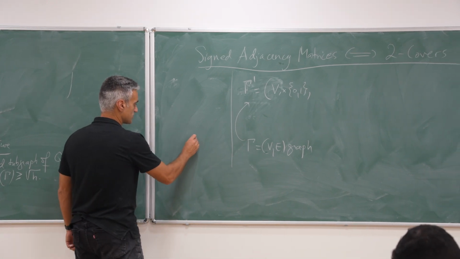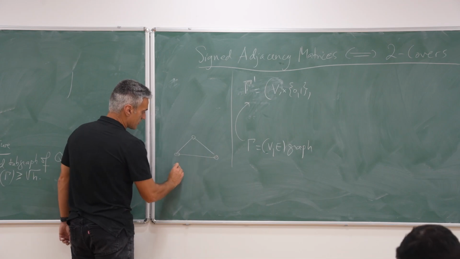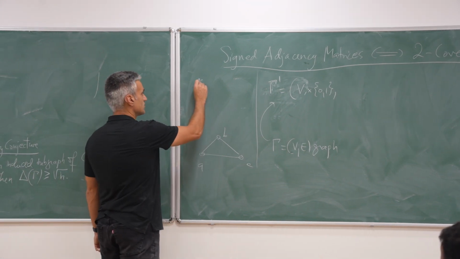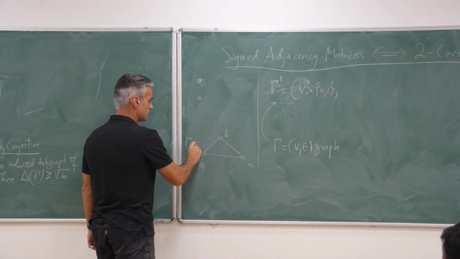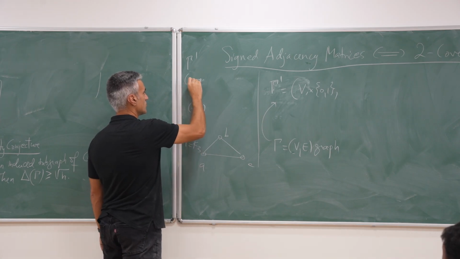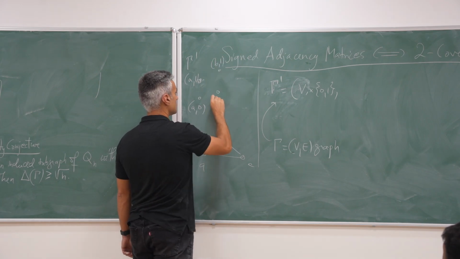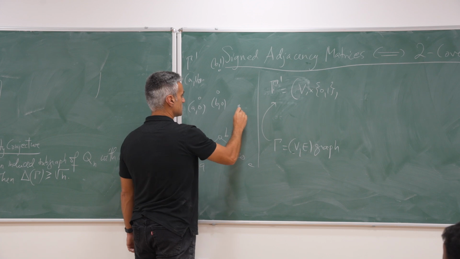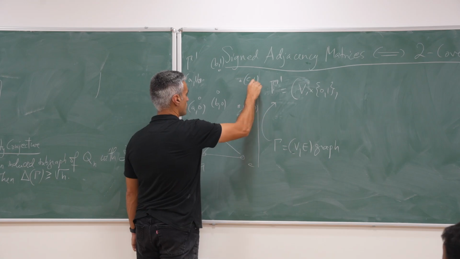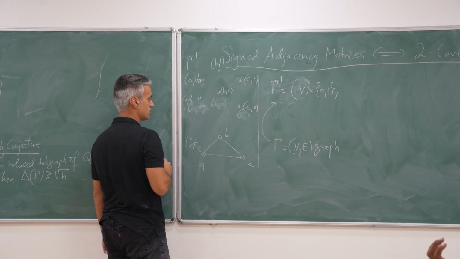So let me say this is my graph. Let's say A, B, C. This is a complete graph. So my gamma is K3. In gamma prime, I will make two copies. I'll make an A0 and an A1 copy. For B, I will do the same: B0 and B1, and for C, I'll make another copy, C0 and C1. So let me do it here, B0, A0.